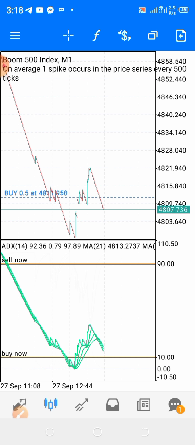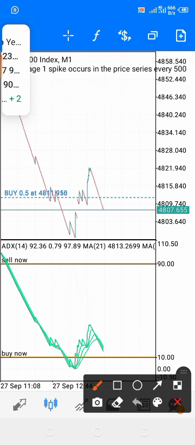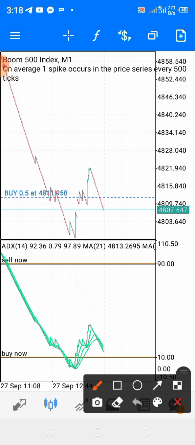Just what I want you to consider is this. If you come to 1 minute, you make sure that all these green lines are touching level 10. Your own must not be green; you can change it to any color you like. Once all the green lines are touching level 10, you can change yours to black, blue, any color of your choice.